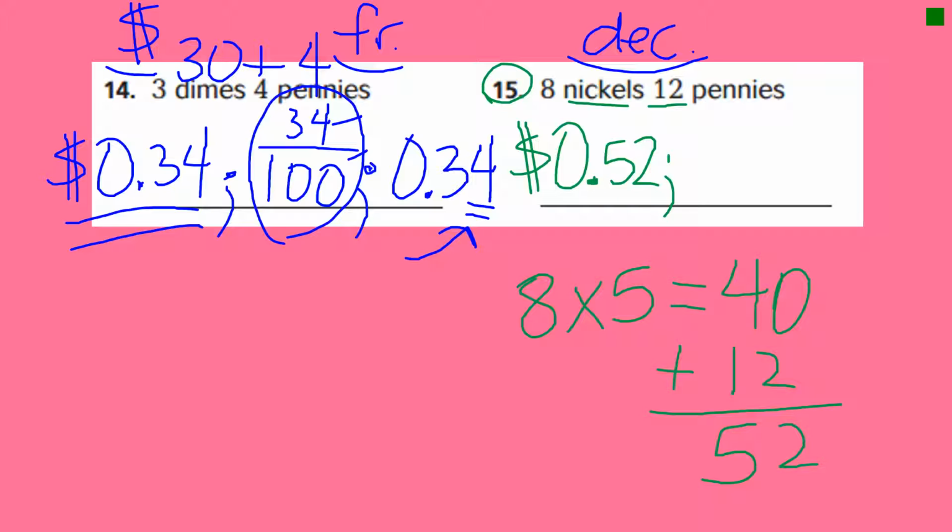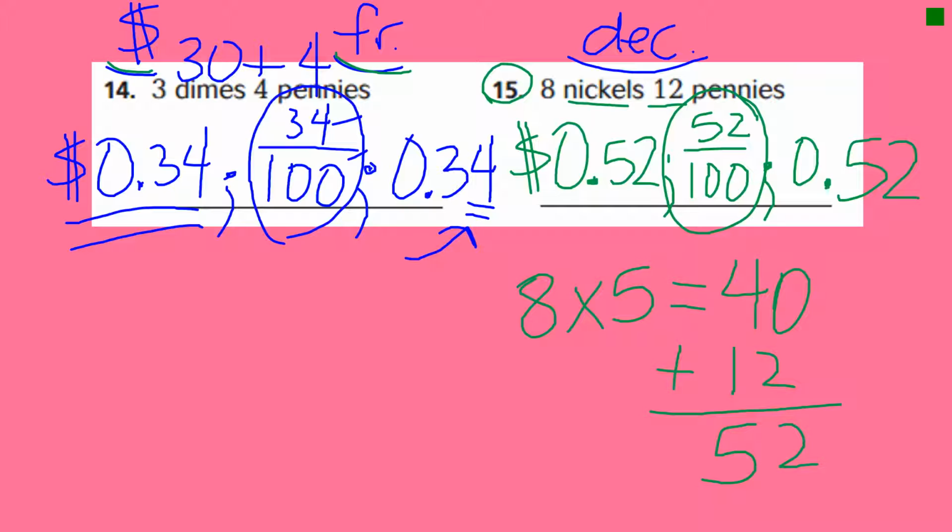Now we write it as a fraction. Well, it's 52 cents out of 100. Now as a decimal. Remember, just read that fraction. 0 and 52 hundredths. Fantastic. Excellent. All right, let's keep going.